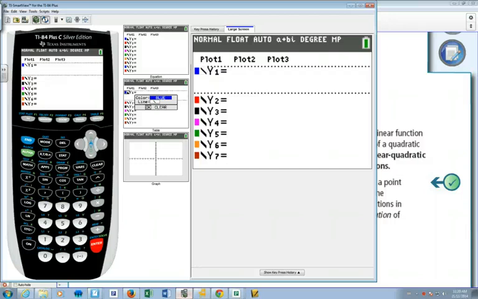I have a few extra calculators if people need them, if you haven't got your own calculator.